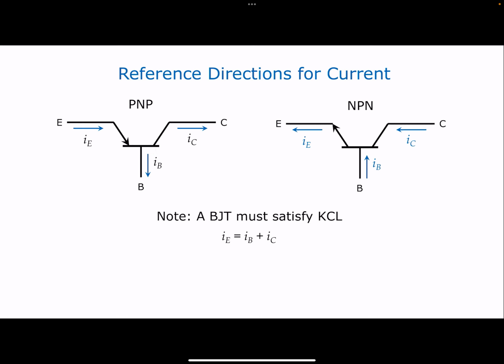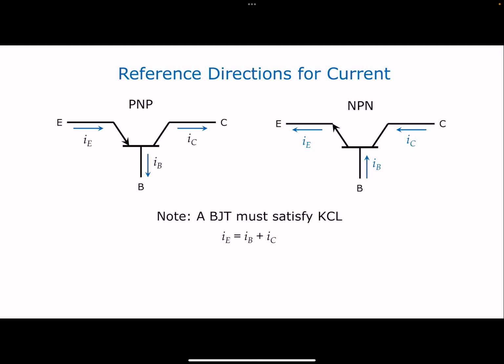In your NPN, the current directions are the opposite. You have your emitter current consisting of two components. You have most of it being the collector current here, with a small amount of that being contributed at the base. In either case, your emitter current is going to be equal to your base current plus your collector current.